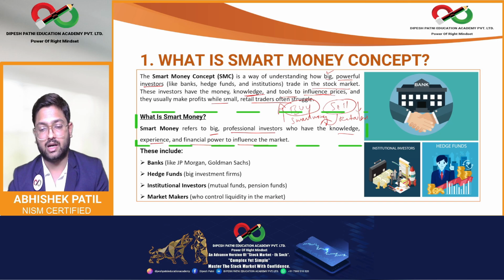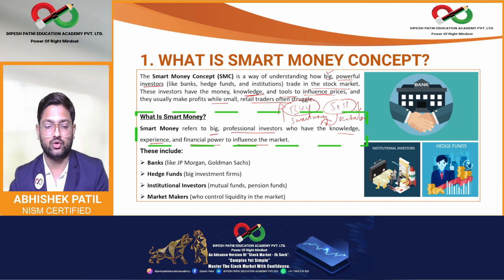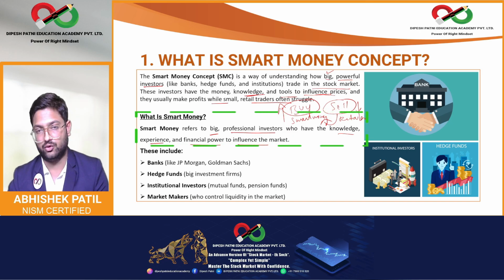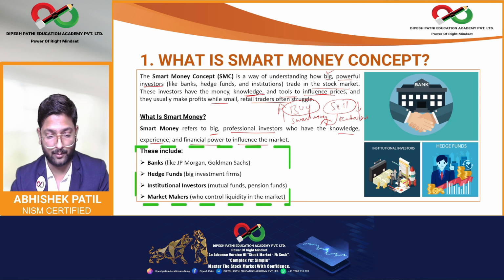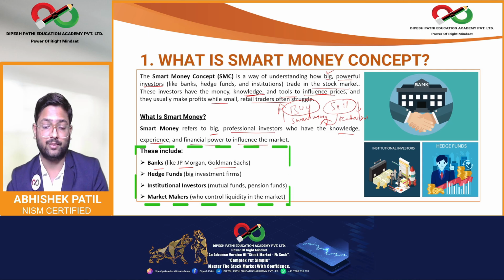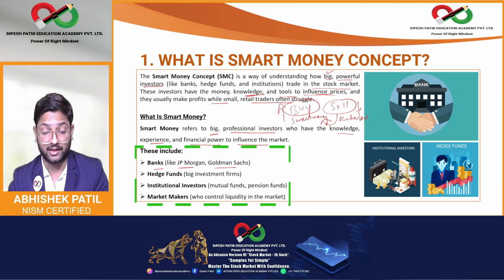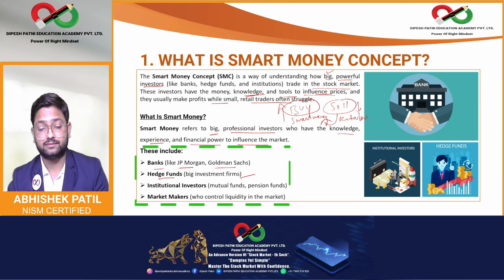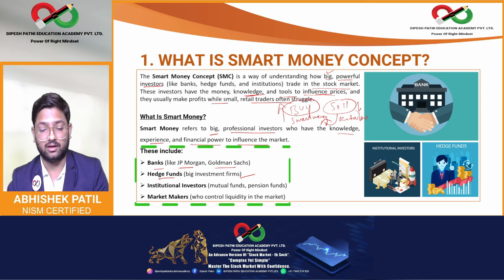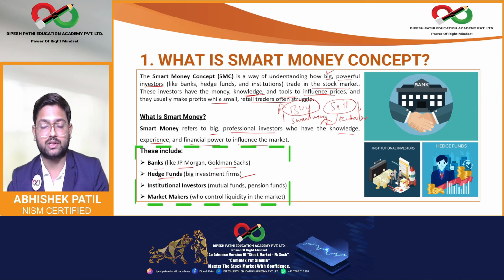As I said, the big professional investors have huge power and knowledge. Once they come into the market, they influence it because they have so much money. And who are they? They are banks like JP Morgan and Goldman Sachs, which are among the biggest banks in the world. They usually carry out trades in the markets. Hedge funds are big investment firms that manage retailers' funds, like BlackRock, and there are a few of the biggest hedge funds in the world.